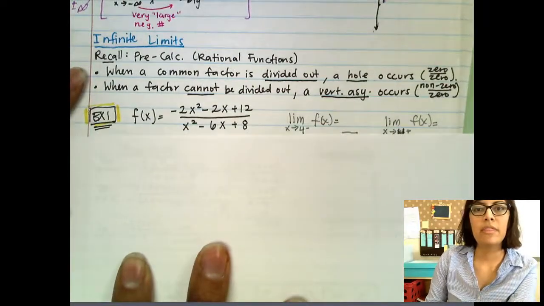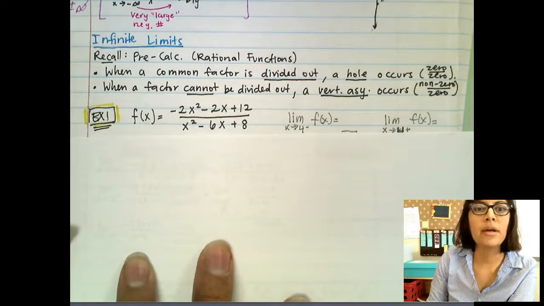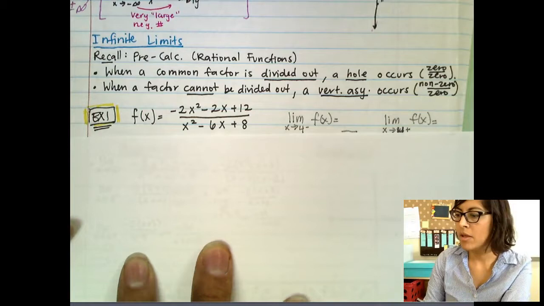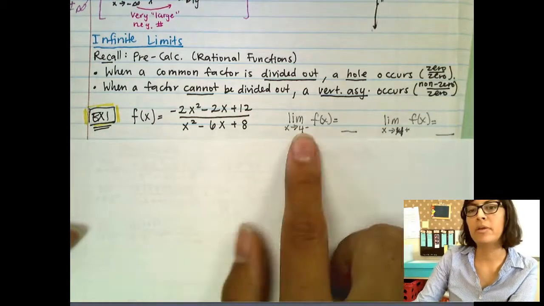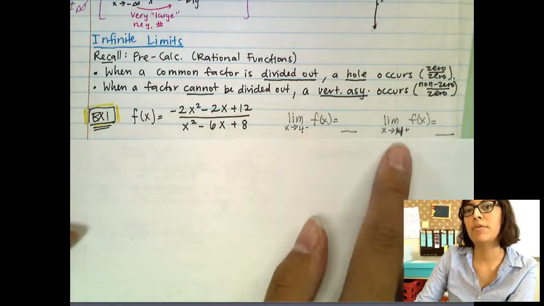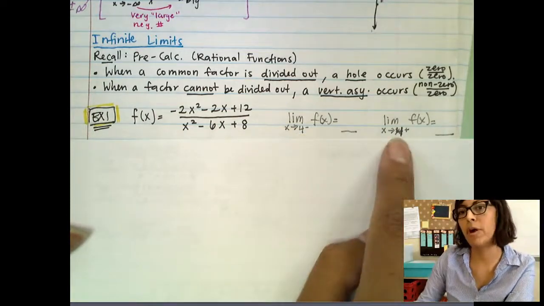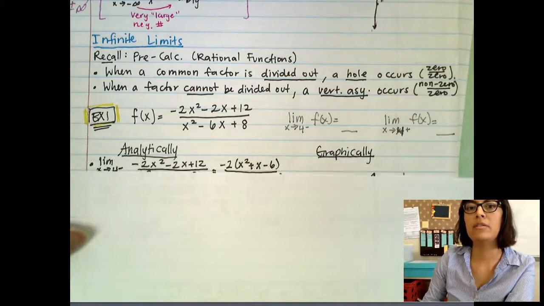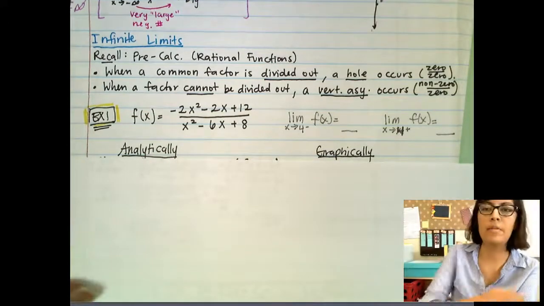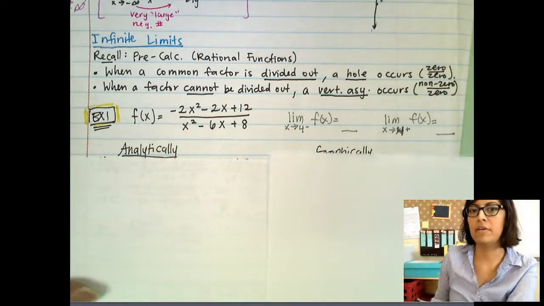All right, let's look at this first example. f of x equals negative 2x squared minus 2x plus 12 over x squared minus 6x plus 8. We're going to be looking at two limits: the limit as x approaches 4 from the left and as x approaches 4 from the right. So a little bit smaller than 4, a little bit bigger than 4. We're going to look at it analytically first, and graphically in a second.